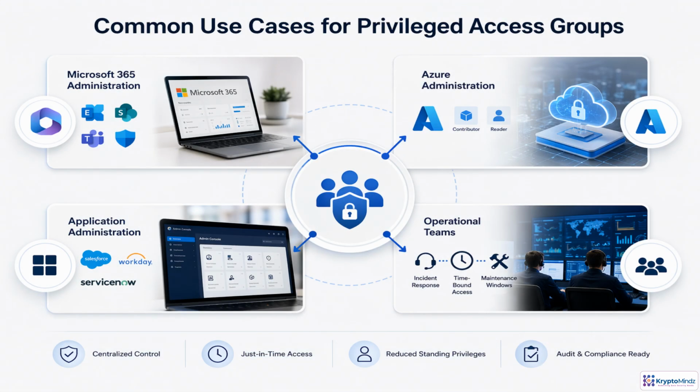These groups are most valuable when the same elevated access is needed across systems, but only for short periods. A Microsoft 365 admin might activate membership to manage Exchange or Teams. An Azure operations engineer might join a group that carries contributor rights for a specific subscription. An application support team might activate admin access for Salesforce, ServiceNow, or Workday during an incident. The pattern stays consistent: centralize access, make it just in time, and leave a clean audit trail.